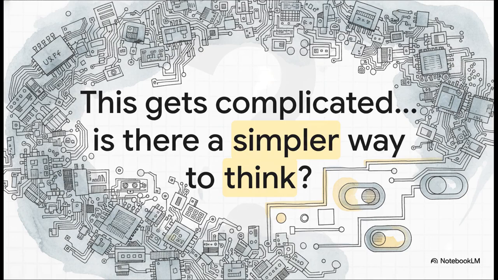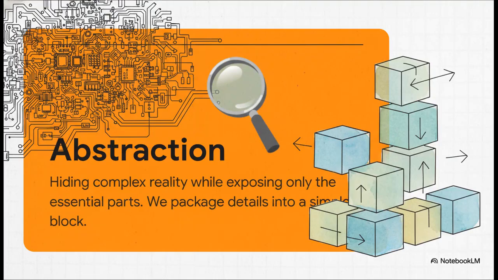Okay, you can probably see where this is going. Imagine trying to draw a circuit with millions of these things. It would get messy and super complicated, like immediately. There has to be a simpler way to think about this, right? Oh, yes, there is. And honestly, it might be the single most important idea in all of computer science. It's called abstraction. It's basically the art of hiding complexity.